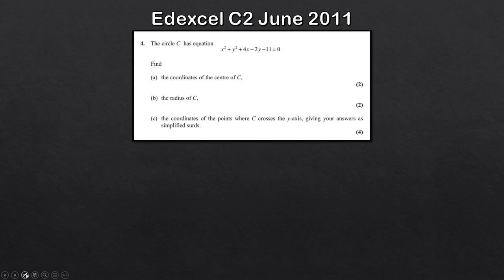And let's have a go at part C here. So it asks for the coordinates of the points where C crosses the y-axis, giving your answers as simplified surds. So, where it crosses the y-axis, well, we know it crosses the y-axis when x equals 0. Okay, so that tells us x is equal to 0. So all we do then is we take our equation for the circle, which we know is x plus 2 all squared, just from part A and part B, so we got x plus 2 squared plus y minus 1 all squared is equal to 16.